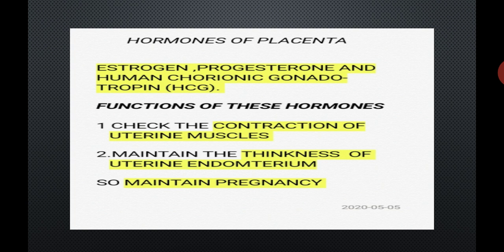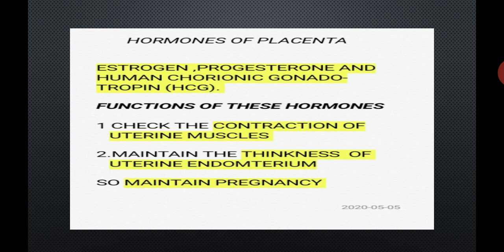Number 1, this hormone brings about the contraction of the uterine muscle. That means it carries out the contraction of the uterine muscle, and because of that the uterus shows contraction.